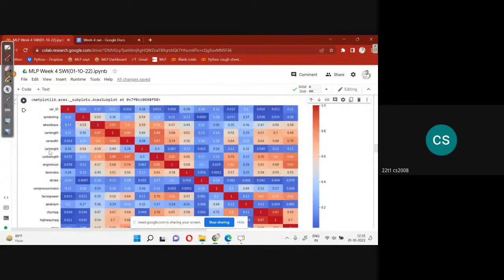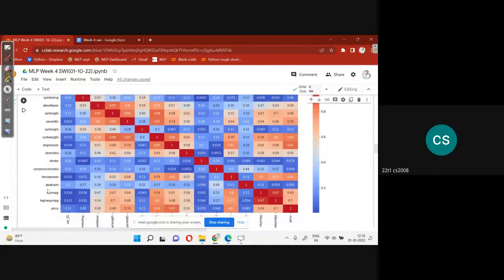Based on this heat map, the car price is highly dependent on car width and car length, which denote the size of the car. So from this heat map, I can comment that car price depends highly on the car size, engine size, and its mileage.